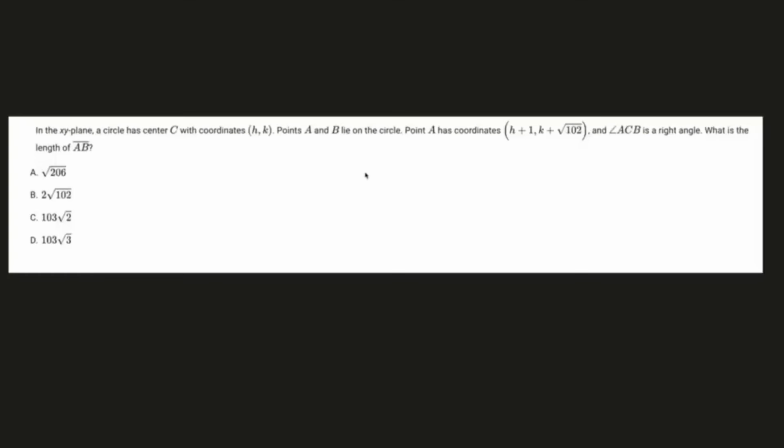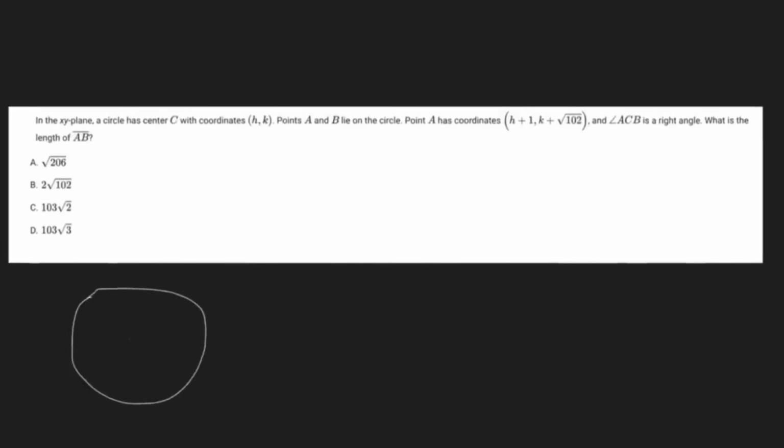In the xy plane, a circle has center C with coordinates (h, k). So let's draw our diagram here. We have this circle, not a great circle, but we can deal with it, and it has a center C, so let's label this C, with coordinates (h, k). Points A and B lie on the circle, and point A has the coordinates (h + 1, k + square root 102). That's an interesting way of depicting point A.